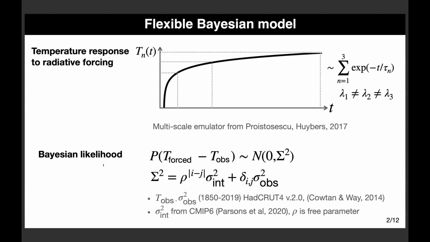For the Bayesian likelihood, we assume that the difference between forced and observed temperatures can be modeled as a multivariate Gaussian with a covariance matrix sigma. And this covariance matrix comprises correlated internal variability with an AR1 coefficient rho and variance estimated from the CMIP6 ensemble, as well as uncorrelated observational error, which we take from HadCRUT.